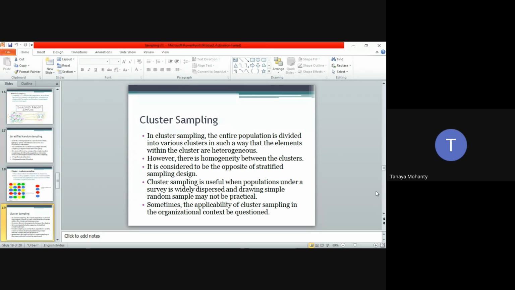may not be practical. Just give me a moment. I'm having these disturbances because my phone is attached to my mobile. Let me just disconnect it.